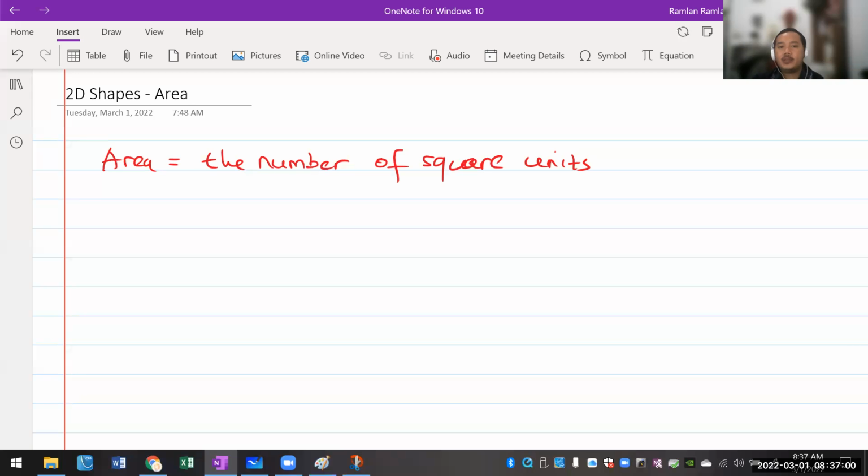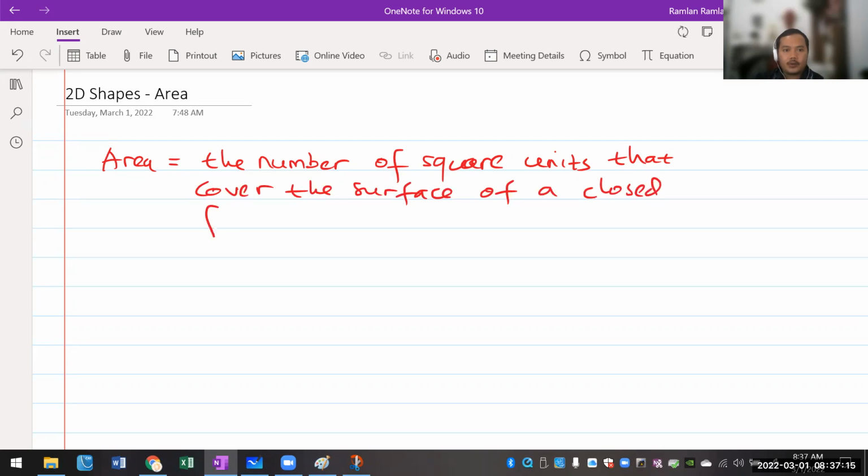Yeah. So the number of square units that cover the surface of a closed figure. Yeah, this figure, of course, is going to be two-dimensional shape because we're talking about two-dimensional shape. Okay, so please write this down as the definition of the area.